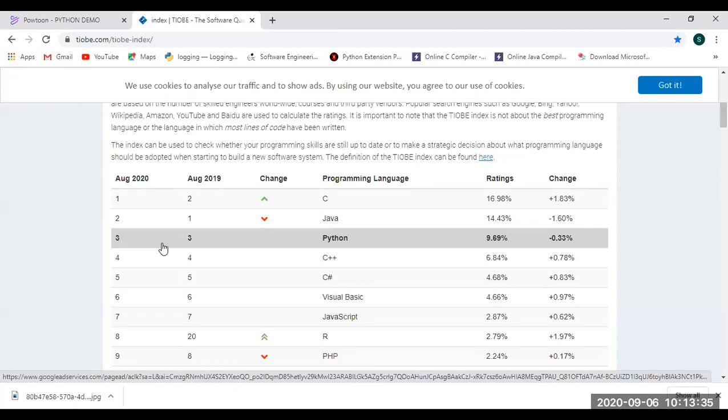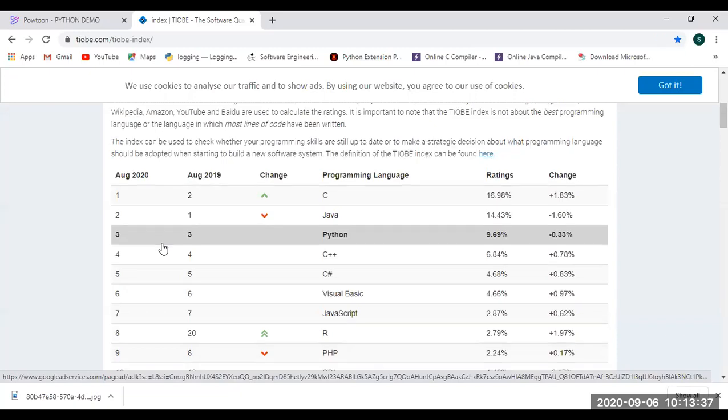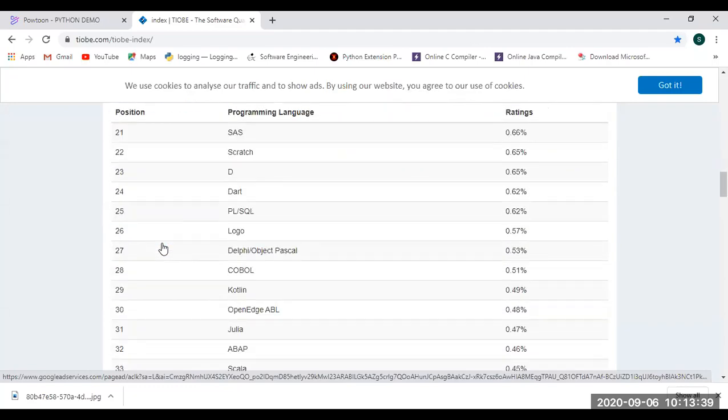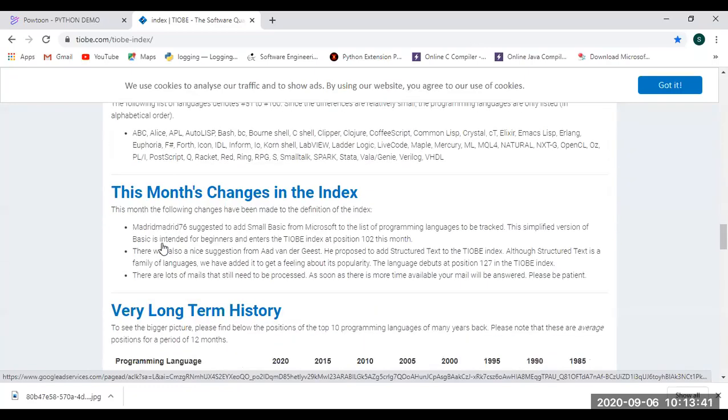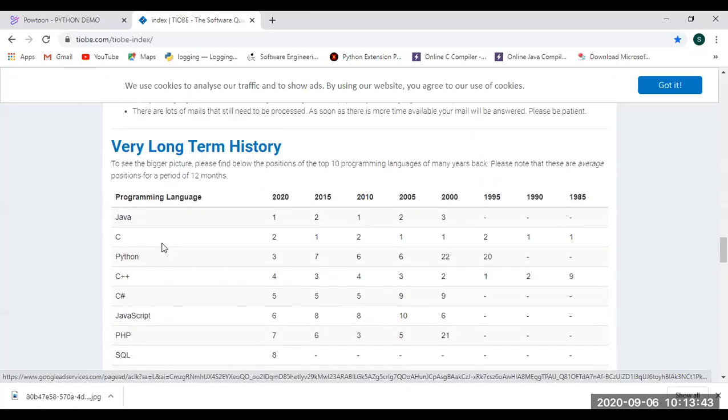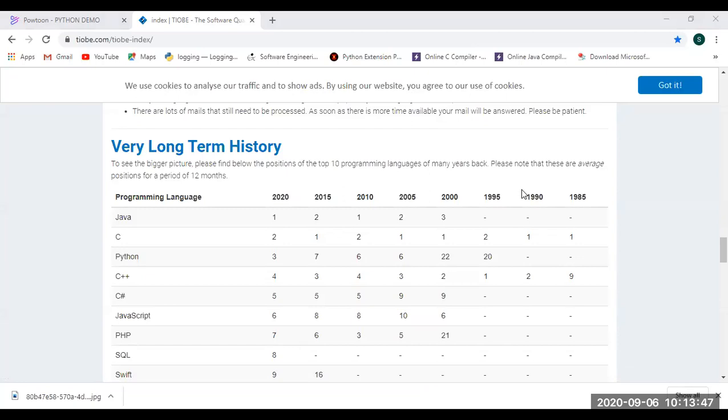Sir, what made Python attain this third rank? It is very simple. Let me scroll down here. If you look down here, something they have given that is a very long-term history. Sir, what about this long-term history? Unofficially Python was developed in the year 1989, but officially Python was released into the market in the year 1991. Can you just tell me? I want the response from your end. In 1995, what was the rank of Python?